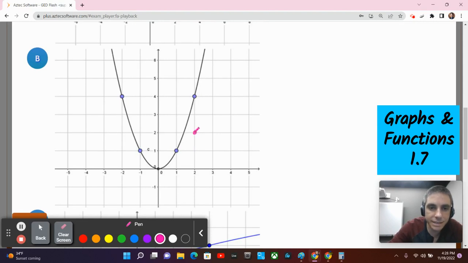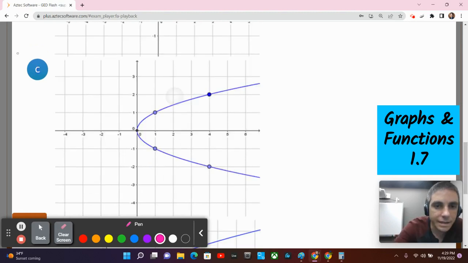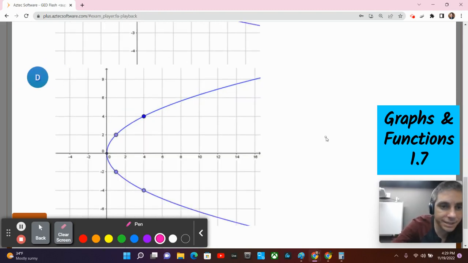It cannot be B because 2 comma 2 is not on this curved line. And also, it cannot be C. And it can't be D. So right there we go. That single pair of numbers, 2 and 2, was enough to, by process of elimination, help us get our answer.